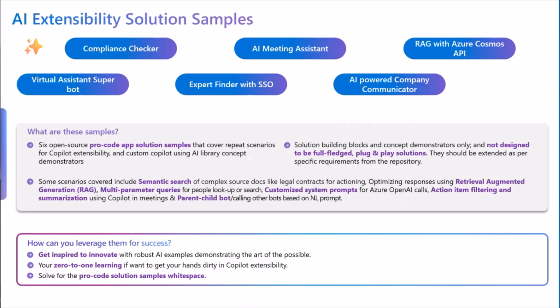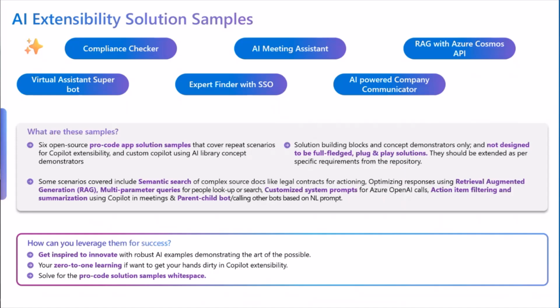So I'll move on to give you an introduction and share some context about what these samples are, why we build these samples, etc. We've built 6 pro code samples that cover some repeat scenarios that we thought would help the community and help developers across the world make that step from 0 to 1, get their hands dirty in Copilot.